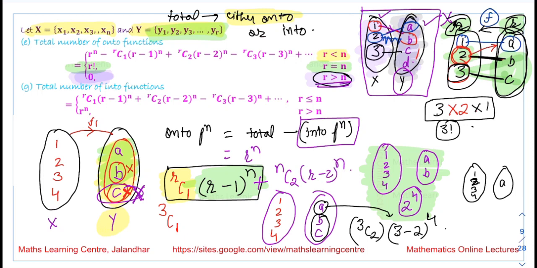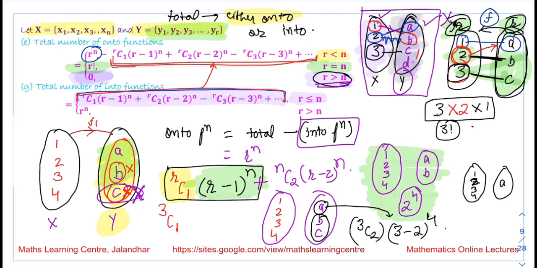When we continue in this way, we obtain the answer that when r is less than or equal to n, the number of onto functions that can be made is equal to this. Now we have to calculate the number of into functions. The total number of functions we have is r raised to the power n. From the total number of functions, we subtract the number of into functions.